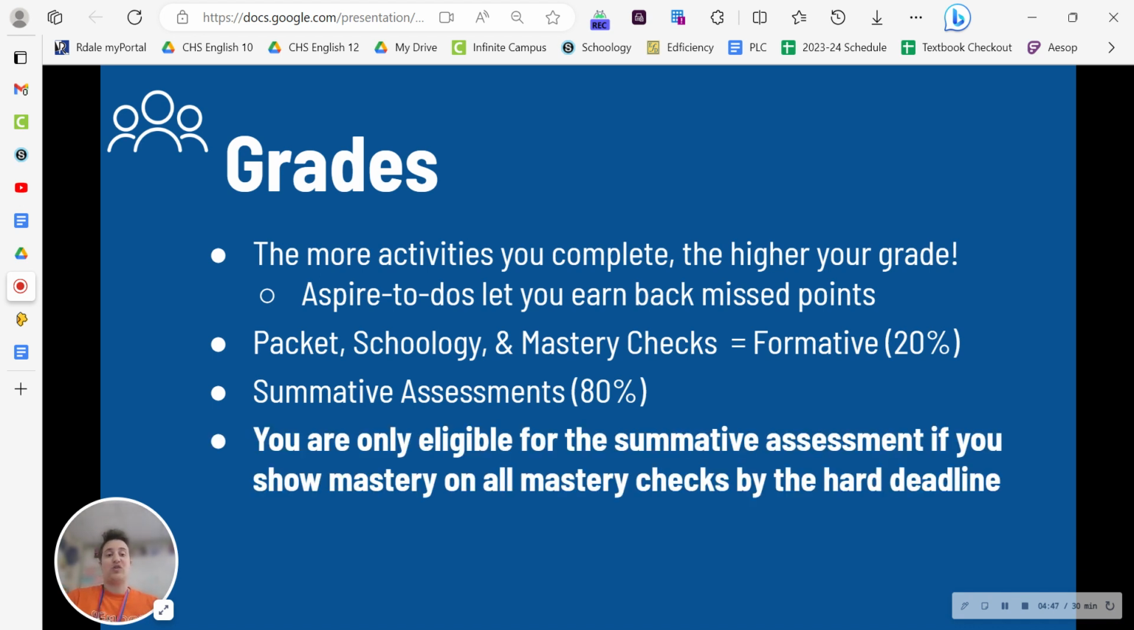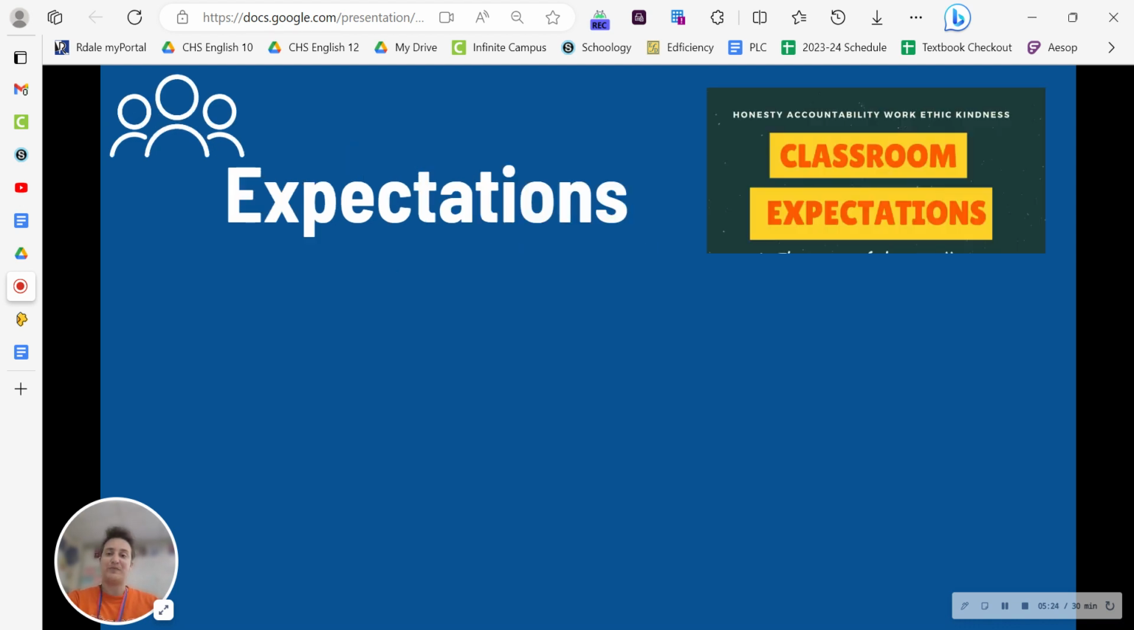Even though summatives are worth way more than formatives, remember that you're only eligible for credit on the summative if you show mastery on all mastery checks by the hard deadline towards the end of the unit. So you can't just skip the must-dos and mastery checks and go straight to the summative and say, I'll just get an 80%. No, you'll actually get a 50% because you won't qualify for the summative at all. So make sure you at least do all of the must-dos and all of the mastery checks so that you can take the summative. Our expectations in class are pretty simple.